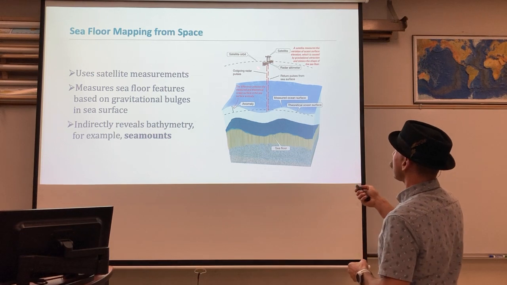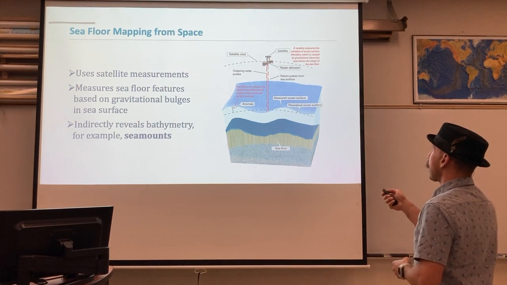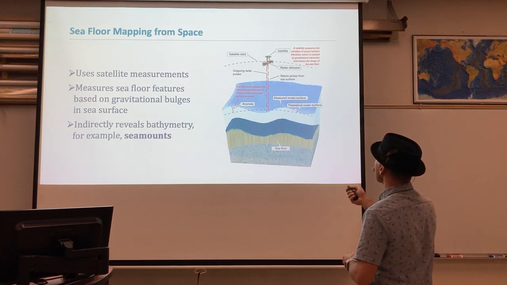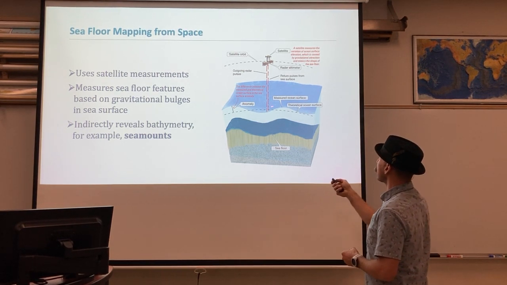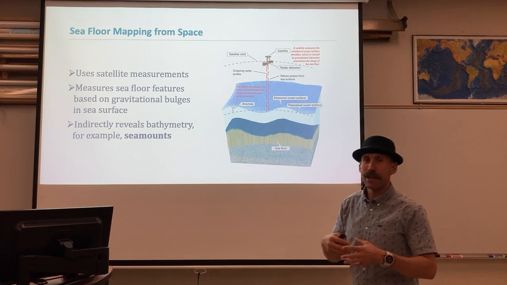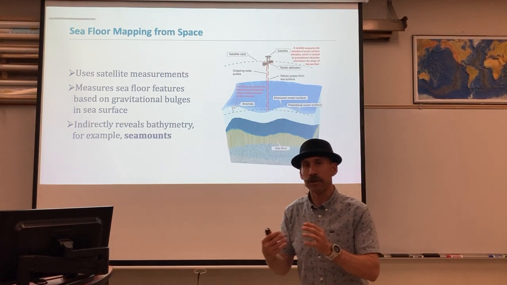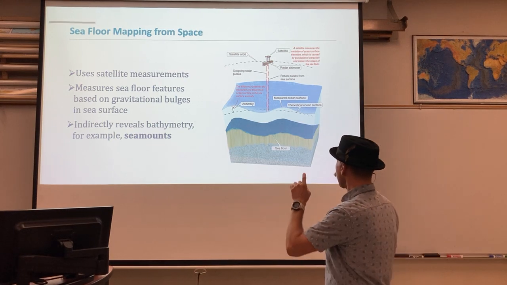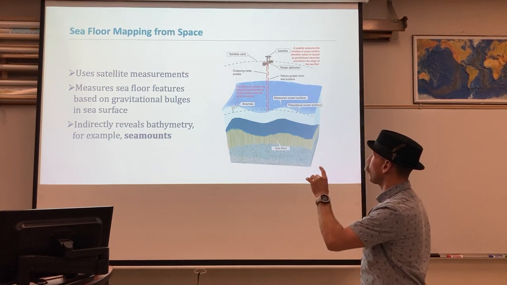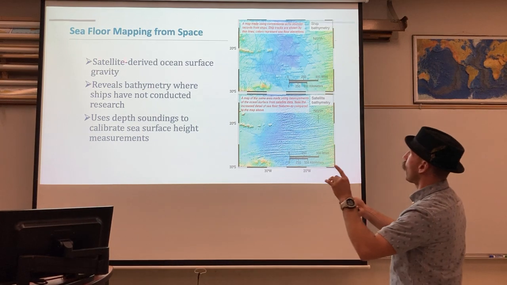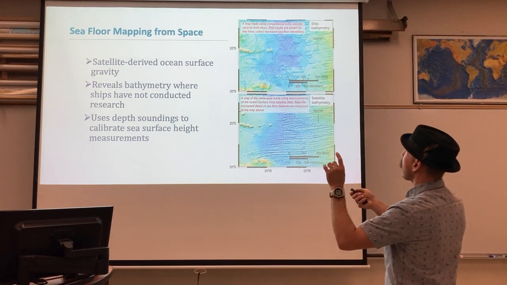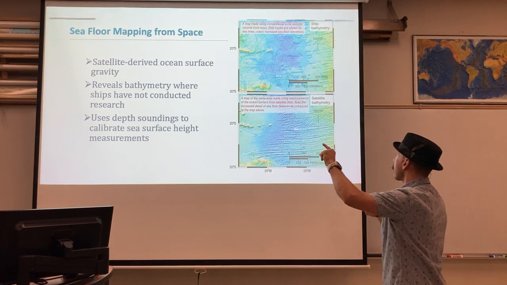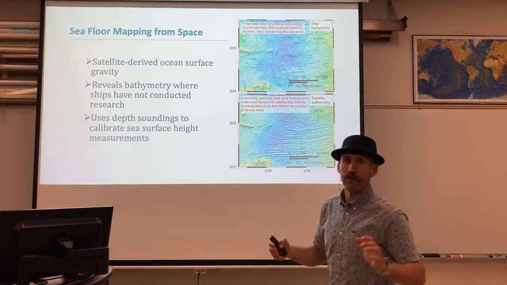So you can put a satellite in orbit and it can measure seafloor features based on sea surface elevations and the anomalies that come with the bulges due to gravitation. Pretty cool, using all the tools to understand. We can look at satellite-derived ocean surface gravity to reveal bathymetry where ships have not been before.